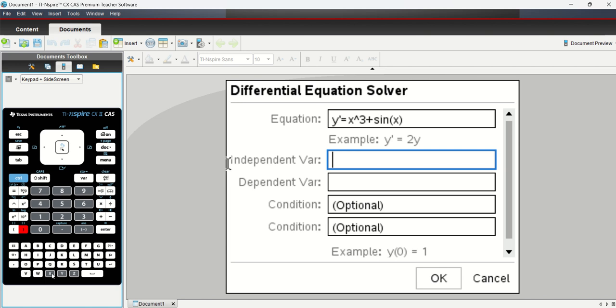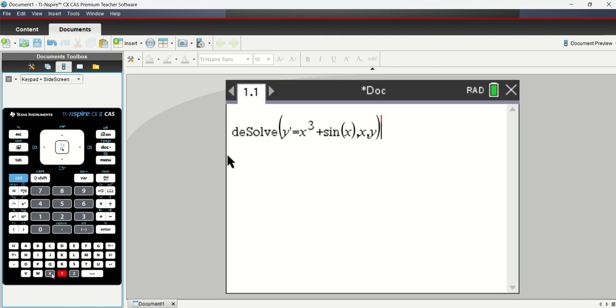You have to tell the calculator what the independent variable and what the dependent variable is. Here the independent variable is x and the dependent variable is y. Basically it's dy/dx: the top line, y, is the dependent variable, the bottom line is the independent variable. It's going to be x and y, independent and dependent, 90% of the time, unless you've got dy/dt or d theta/dt, something like that. Now, if you haven't got any conditions, then you just leave those blank. You leave them as optional and you press OK.